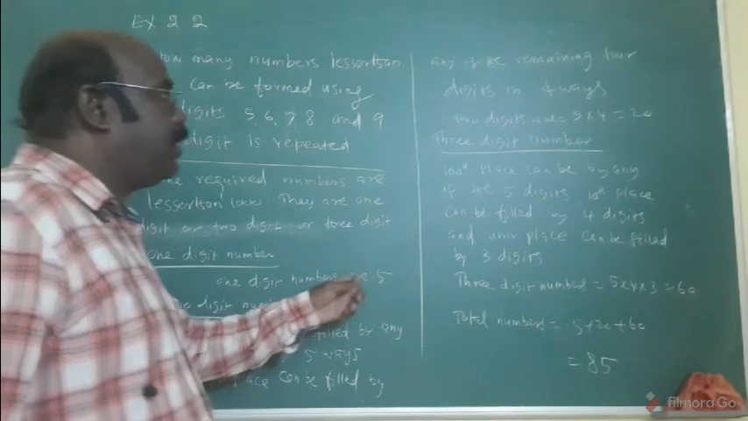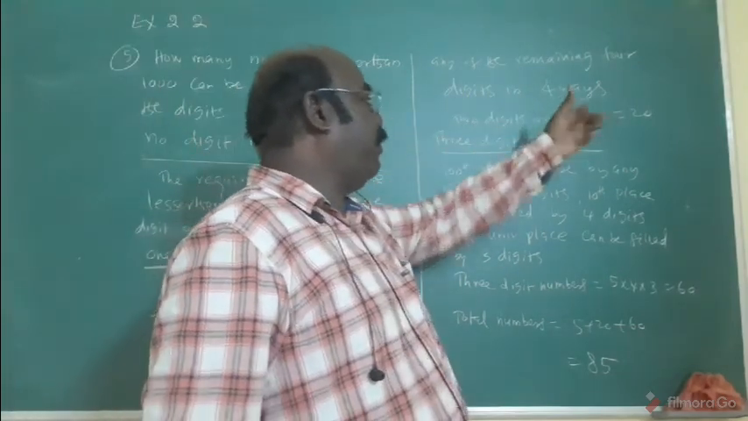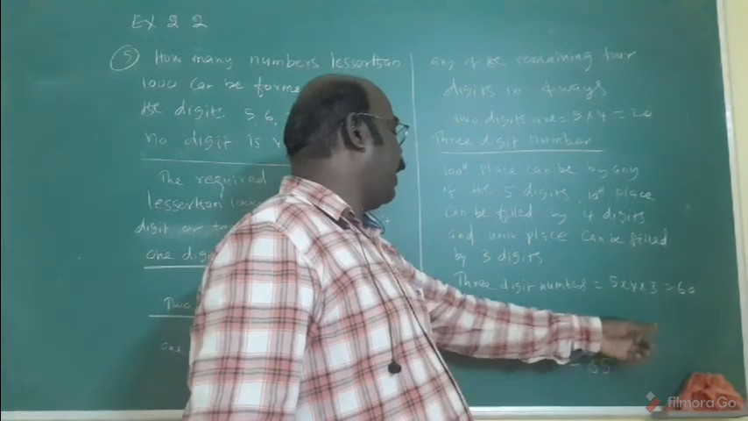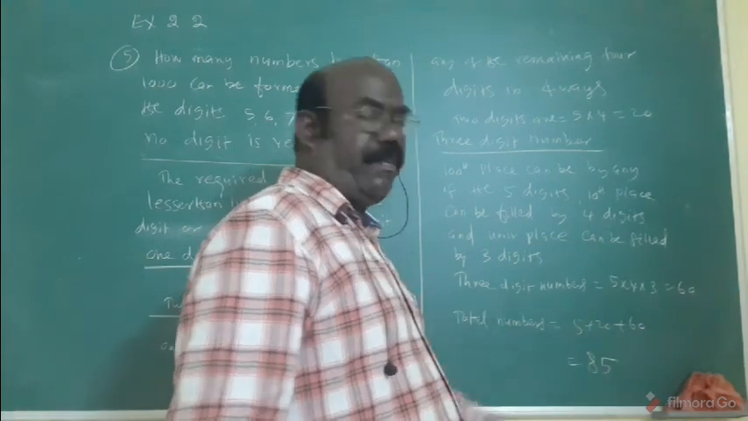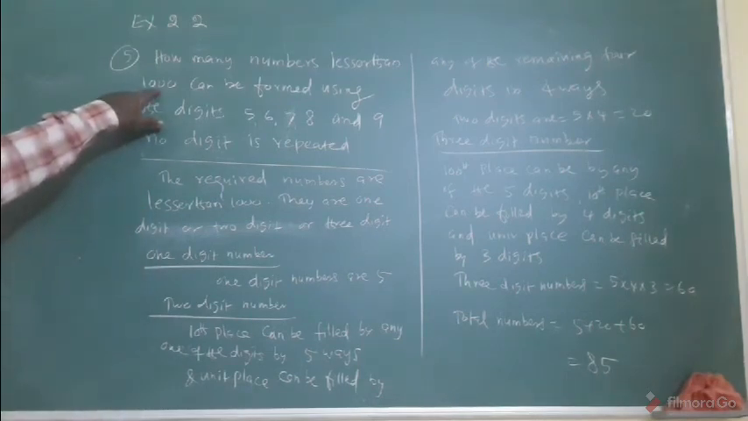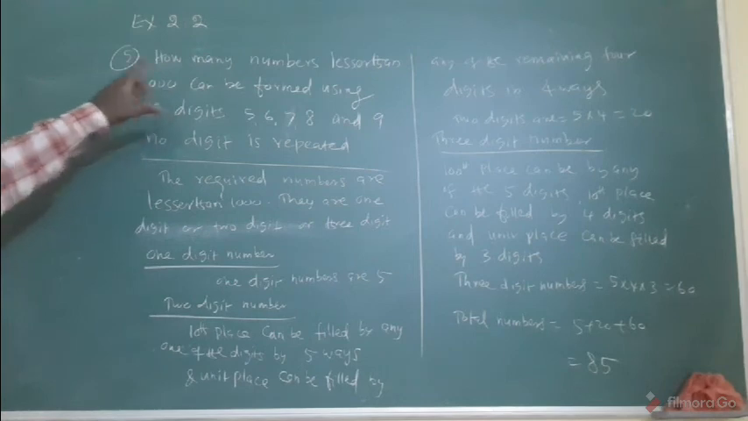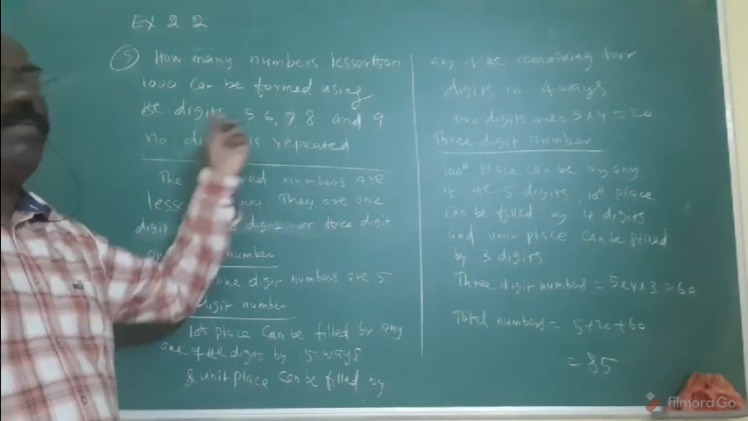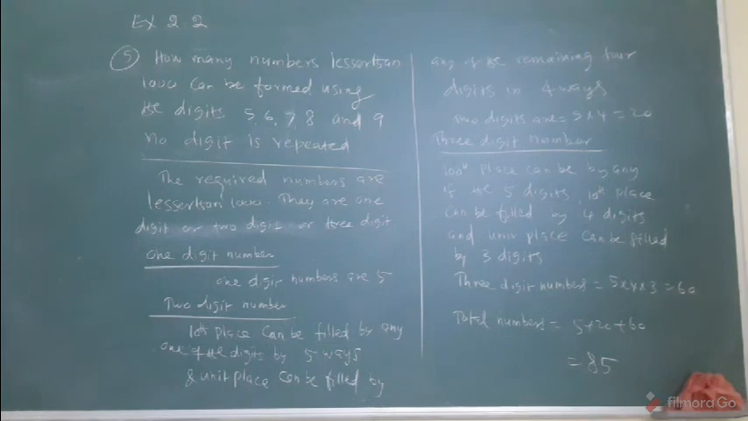Total: 1 digit numbers, 5 ways. Next, 2 digit numbers, 20 ways. 3 digit numbers, 60. Total number is 5 plus 20 plus 60, equal to 85. Below 1000 means the number can be a single digit, 2 digit, or 3 digit, so many numbers are there. You form the numbers only from these 5 digits, and repetition is not allowed.